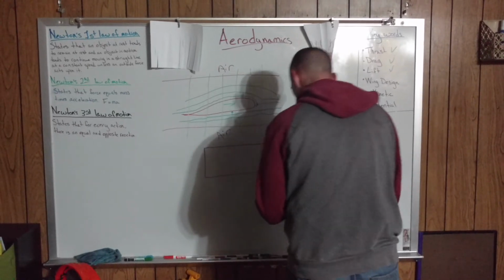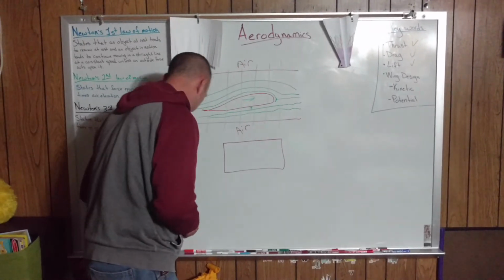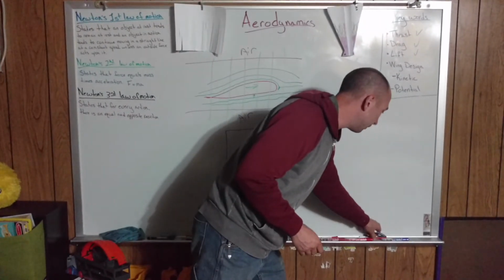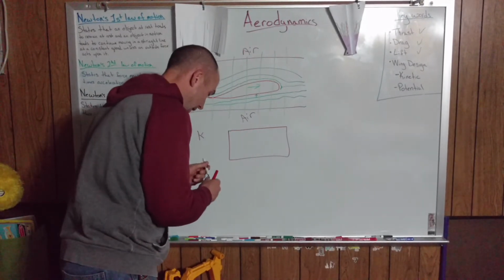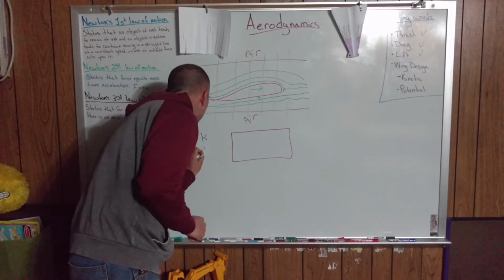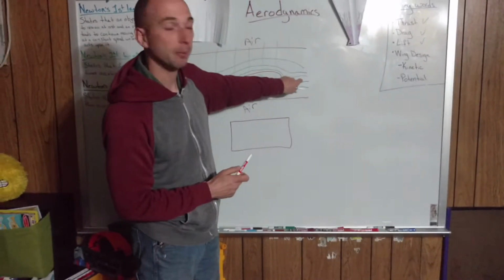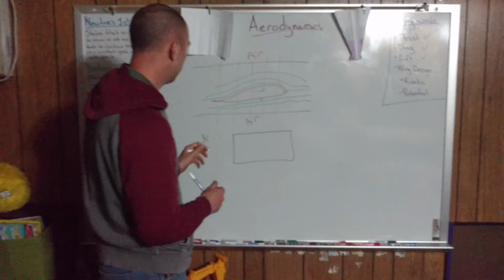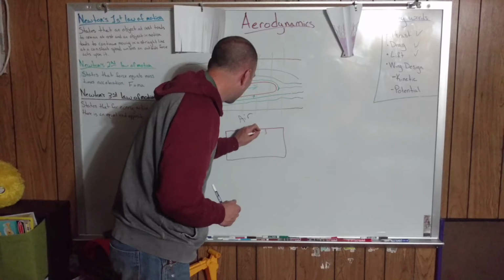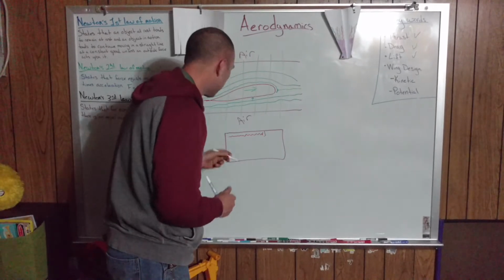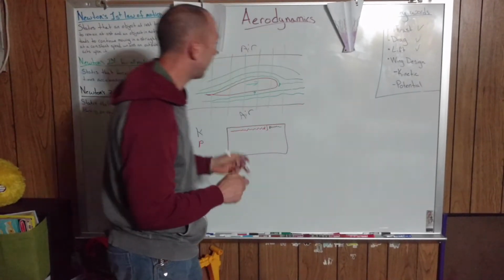We have kinetic energy. Let's make kinetic energy purple and potential energy red. So, we have kinetic energy and we have potential energy. So your potential energy right here at the beginning is going to be much higher. So let's say that this is the very beginning of the picture. We have a lot of potential energy and just a little bit of kinetic energy.